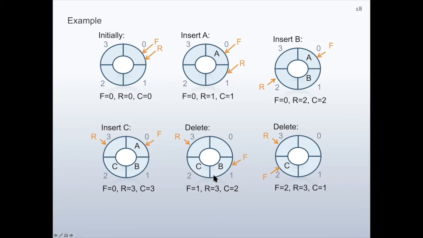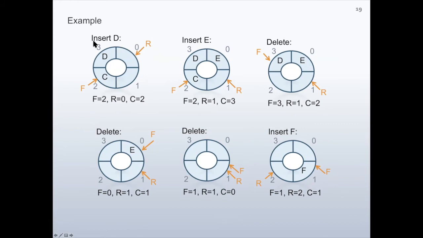Another delete operation. The item pointed by front is B. It is removed from the queue. Front is incremented by 1, it will point to this location, and also the count is decremented by 1. We continue. There is an insert operation. Rear was shown to this location, it is inserted here, and rear is incremented by 1. So in this case, notice that rear was 3 and it becomes 0 because the Q is circular.